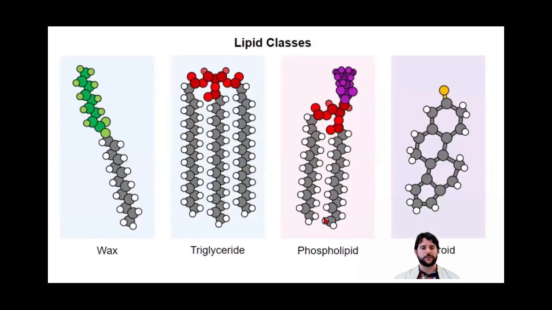Here are the classes of lipids. We have waxes, we have triglycerides, which have three molecules. We also have the phospholipids that are very important for membrane structure and membrane transport. They have a phosphorus head and a lipid tail.